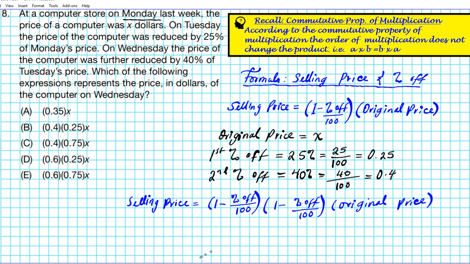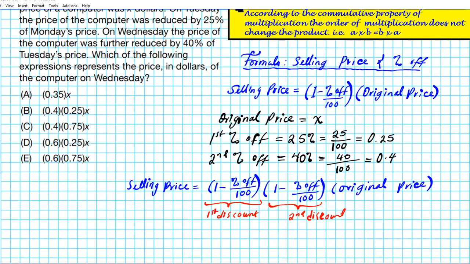Okay, so the first percent off over 100 is the first discount. That's the Monday discount. We have another discount on, well, this is a Tuesday discount. And then Wednesday discount, we have another percent. So this is the second discount. Alright, so let's put them all together.